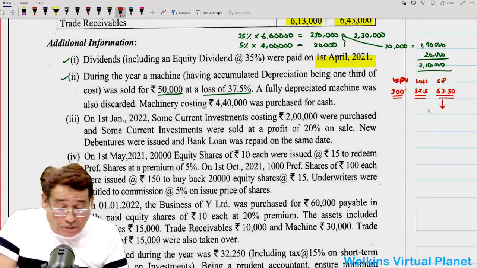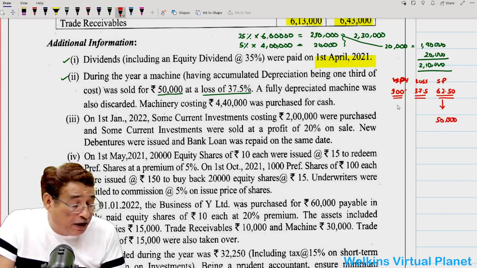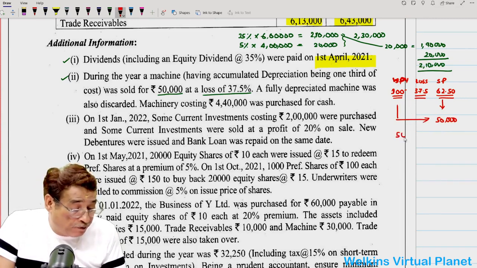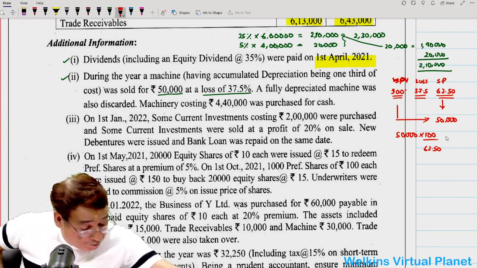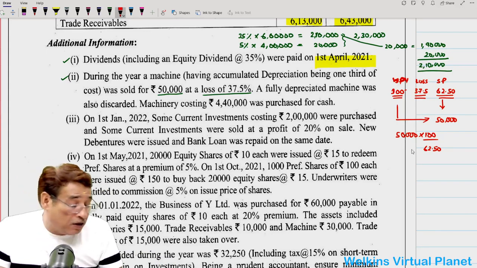And if selling price is 50,000, I can find out the written down value of this particular machinery. That is 50,000 into 100 divided by 62.50. Let me compute and see. It will be equal to 50,000 into 100 divided by 62.50. That comes to 80,000.